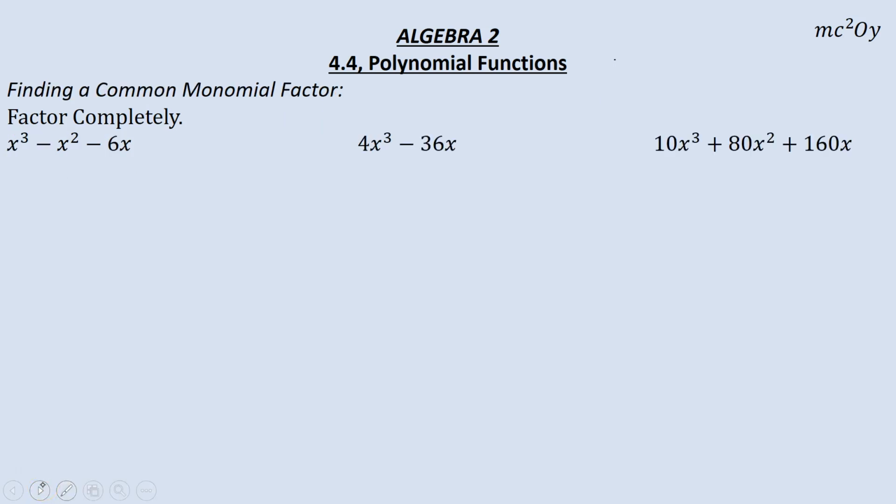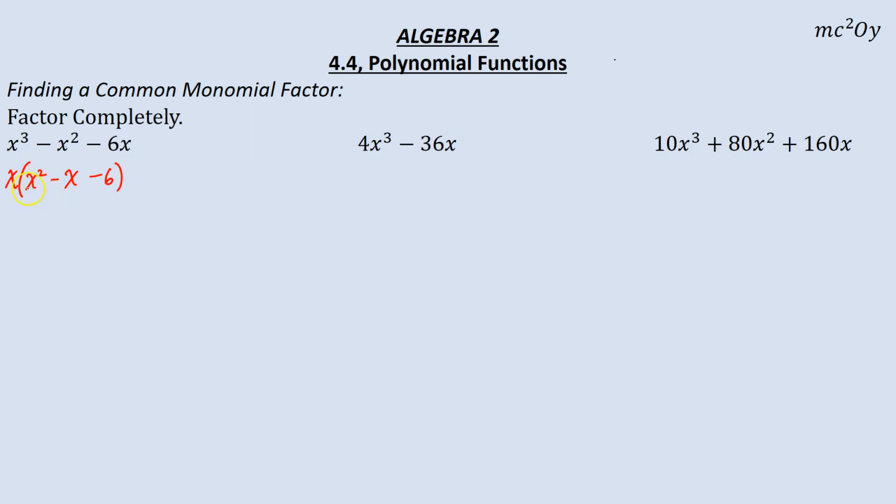Now, when we're dealing with polynomials, there are a bunch of things we need to look for. First thing, we always want to try to factor out a monomial first. And notice it says factor completely. That means we keep going until we can't factor anything else out. So monomial just means I'm taking out a greatest common factor. Is there anything that goes into all three of these terms? In this case, there is an x. x times what is x cubed? That would be x squared. x times what is negative x squared? That would be negative x. And x times what is negative 6x? That would be negative 6.